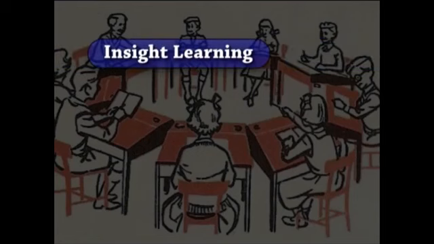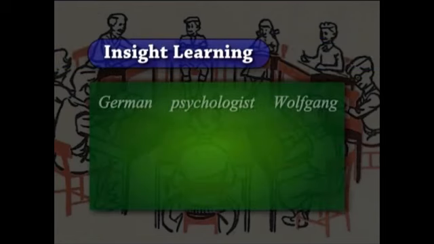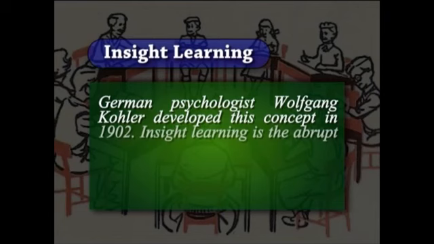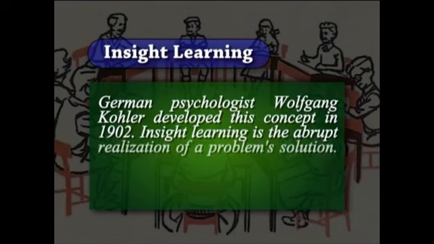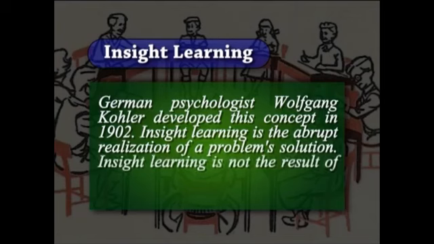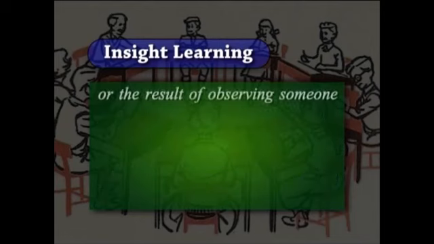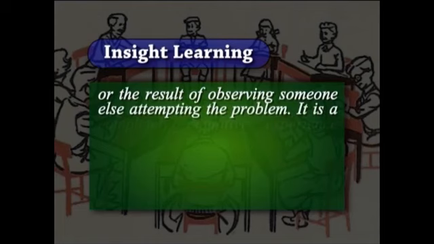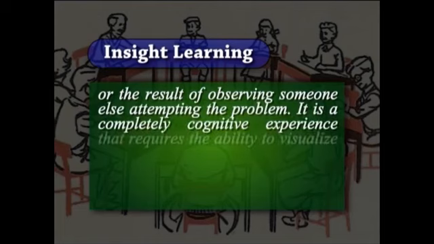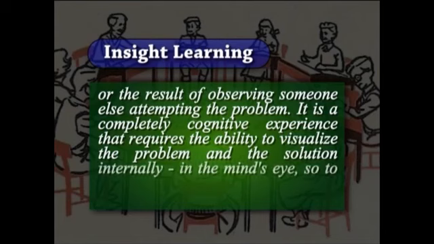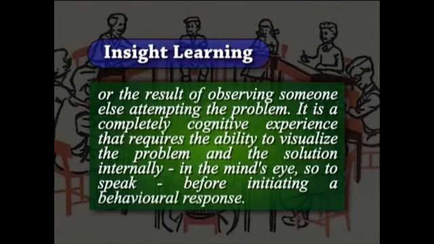Number 5, insight learning. German psychologist Wolfgang Kohler developed this concept in 1902. Insight learning is the abrupt realization of a problem's solution. Insight learning is not the result of trial and error, responding to an environmental stimulus, or the result of observing someone else attempting the problem. It is a completely cognitive experience that requires the ability to visualize the problem and solution internally in the mind's eye, so to speak, before initiating a behavioral response.